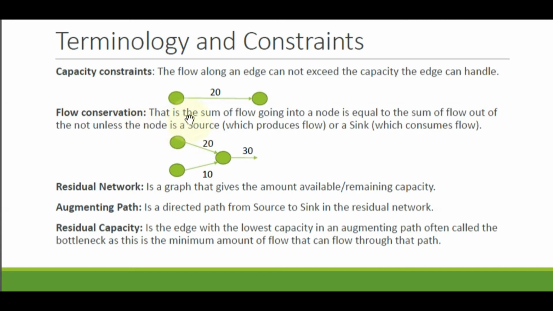Flow conservation: the sum of flow going into a node is equal to the sum of flow going out of a node. So if a flow of 20 and 10 is going into this node, then 30 must come out. Residual network is a graph that gives the remaining capacities. Augmenting path is a directed path from the source to sink in a residual network. Residual capacity is the edge with the lowest capacity in an augmenting path, often called the bottleneck. You will understand this more when I go through them in the example.